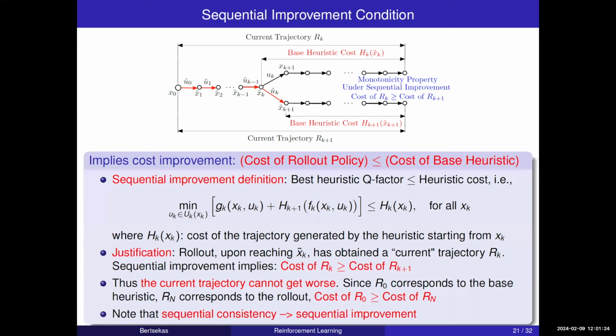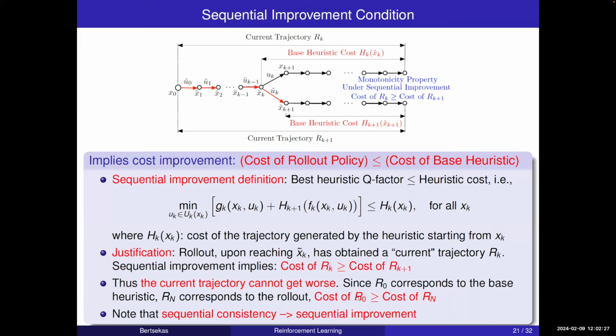So I said that the sequential improvement property was a more general version of this sequential consistency property, meaning that if your heuristic is sequentially improving, it may not necessarily be sequentially consistent. On the other hand, if your heuristic is sequentially consistent, it is necessarily sequentially improving. And this can be seen by the fact that if your heuristic is sequentially consistent, then at a particular state xk, the heuristic cost of xk is going to be exactly equal to the heuristic cost of xk plus one, plus the immediate cost of the action prescribed by the base heuristic. And because rollout's minimization calculation includes this particular action prescribed by the base policy, then the trajectory that rollout produces can be no worse.